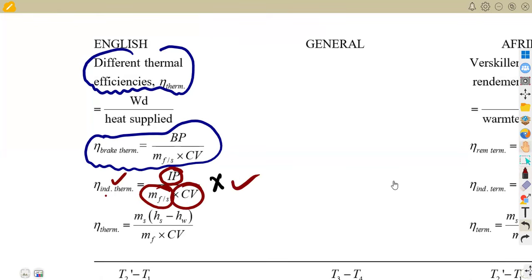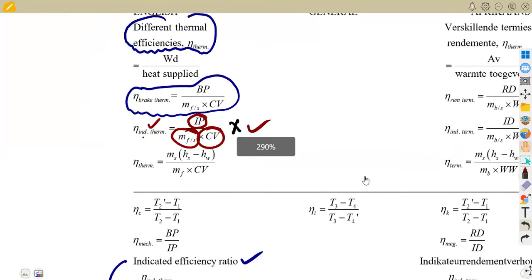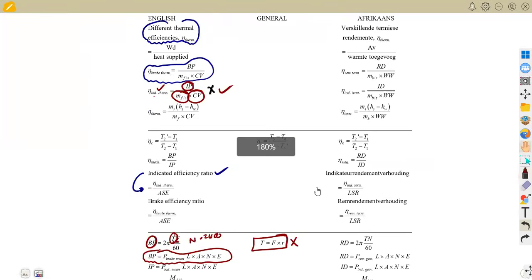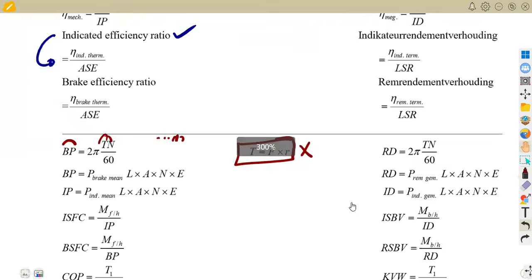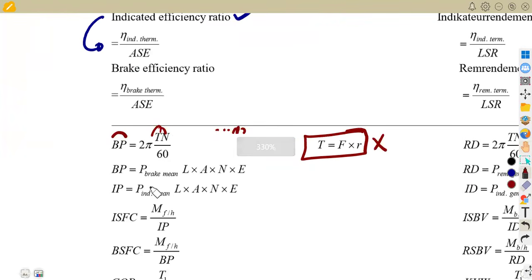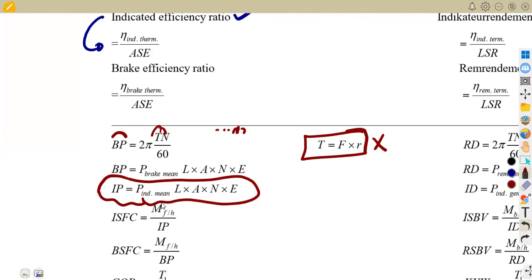All right. What about this formula? Someone is asking, why can't we use the normal formula for calculating the indicated power, which is this one, our formula here. The indicated power is given as P indicated mean times L N, which is from the plan.